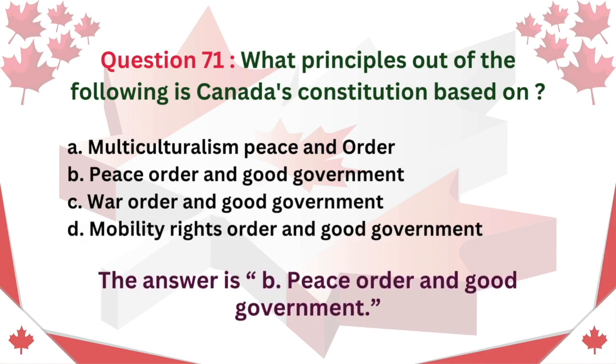Question 71. What principles out of the following is Canada's constitution based on? A. Multiculturalism, peace and order. B. Peace, order and good government. C. War, order and good government. D. Mobility, rights, order and good government. The answer is B. Peace, order and good government.